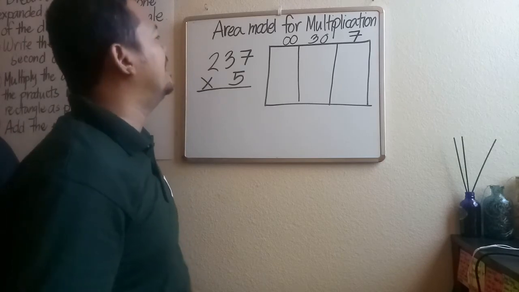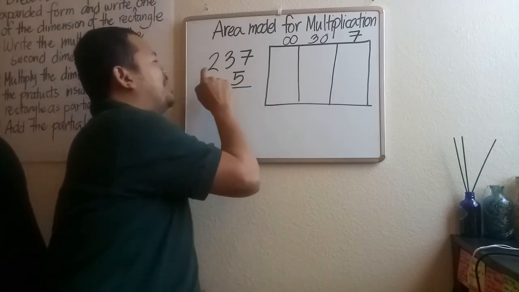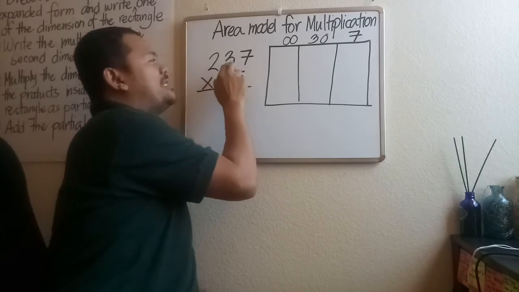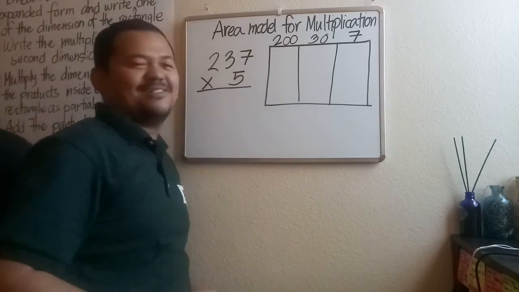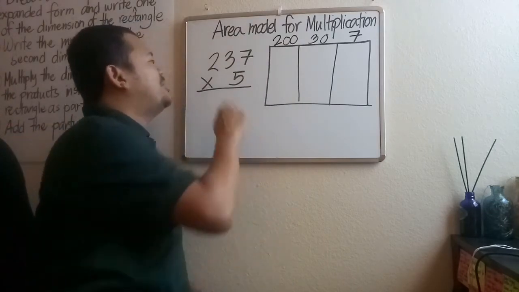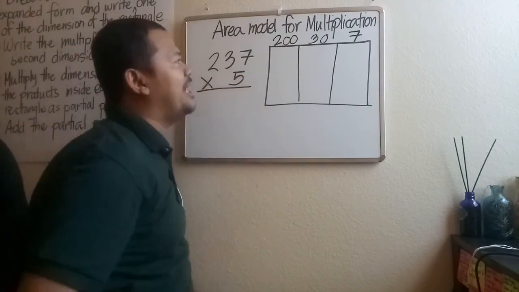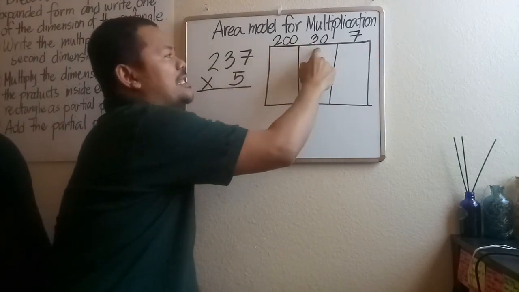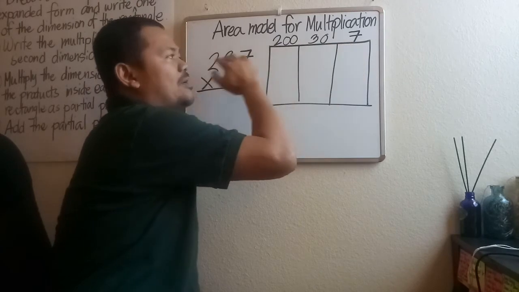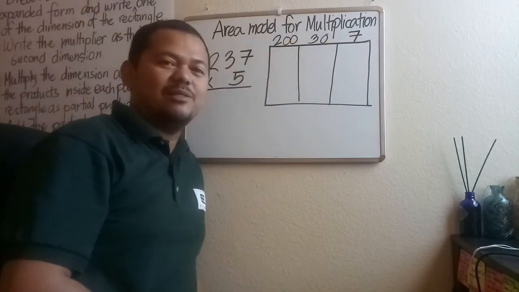Next, what number is in the place value of hundreds? Ones, tens, and hundreds. So you write there, 2. So you can read now 237. And you can read now our area model, which is 230 and 7. This is the one side of your area model.